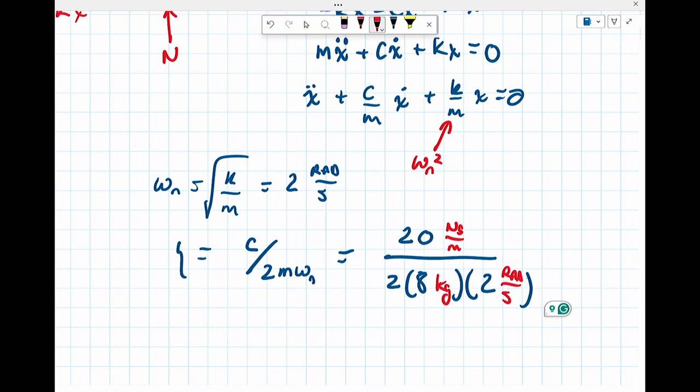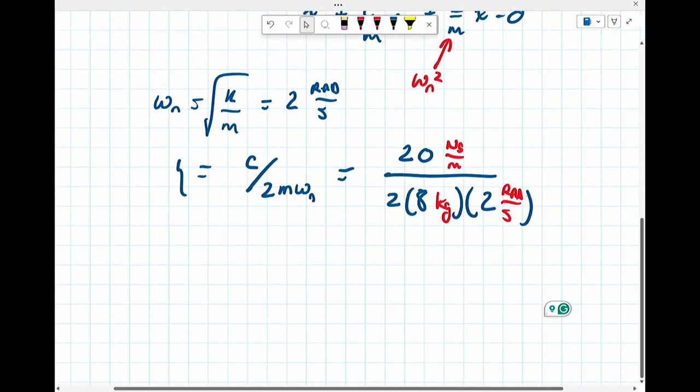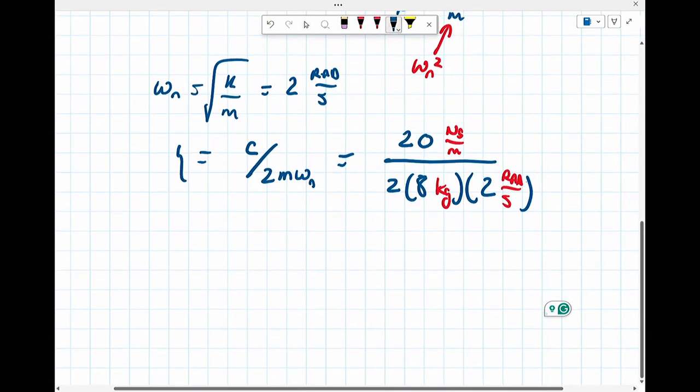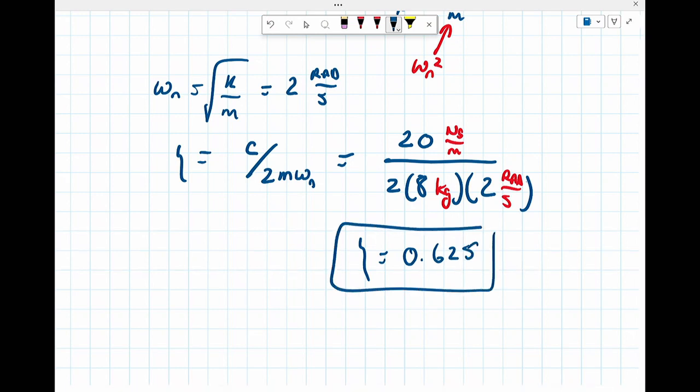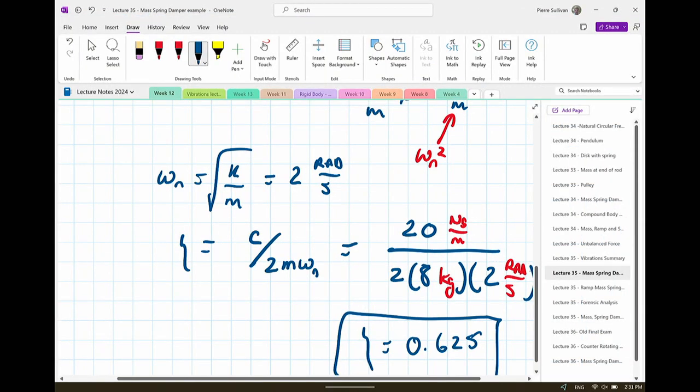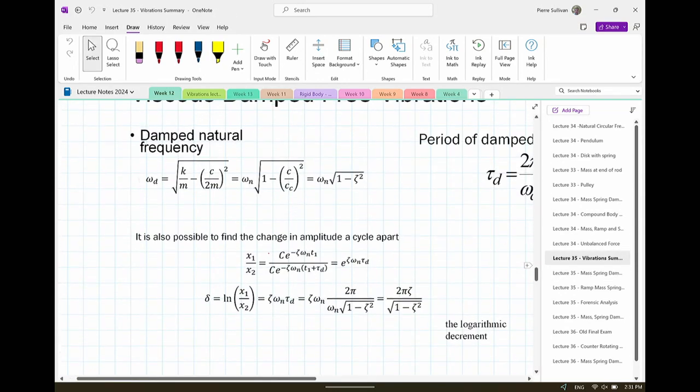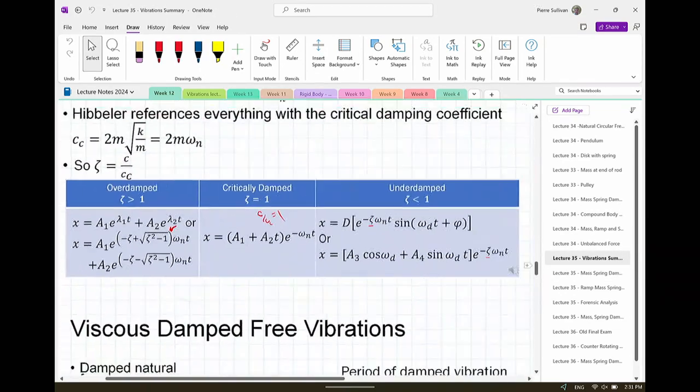And I think particularly when dealing with these kinds of problems, making sure that you actually end up with something that is in the correct units, kilograms, seconds, whatever you have, is a valuable thing to have happen here. So zeta is equal to 0.625. So it's underdamped.